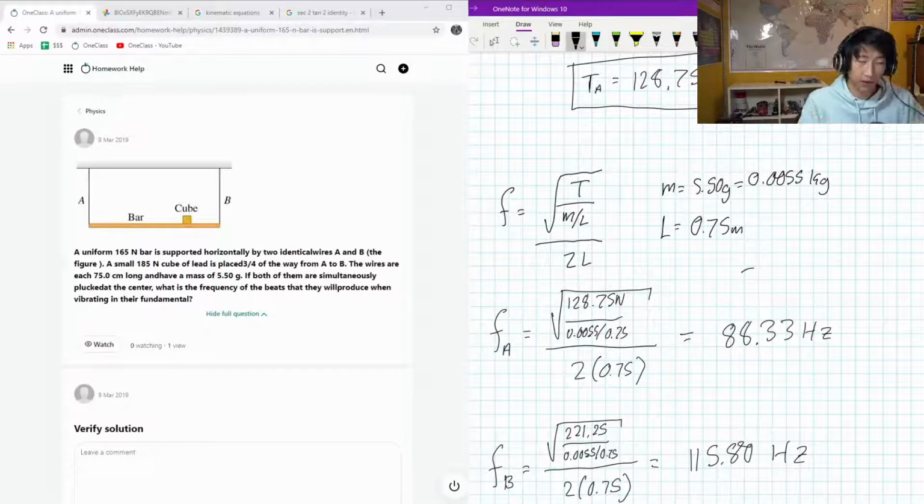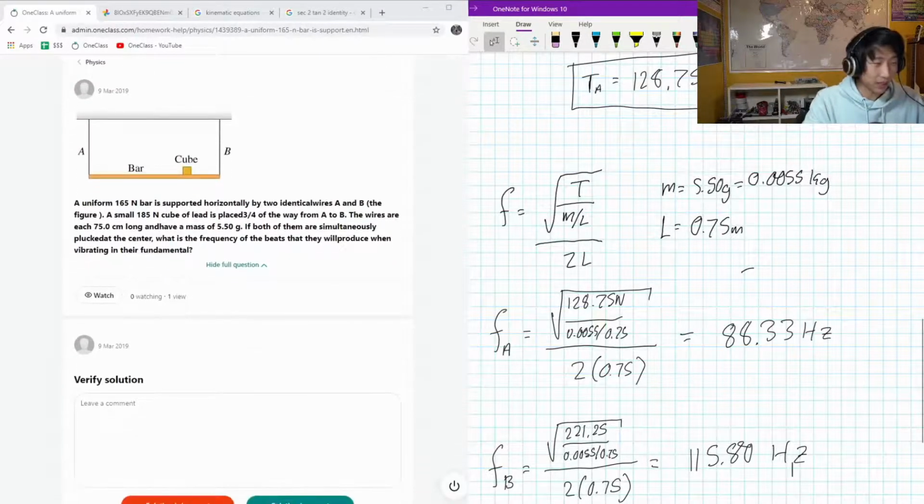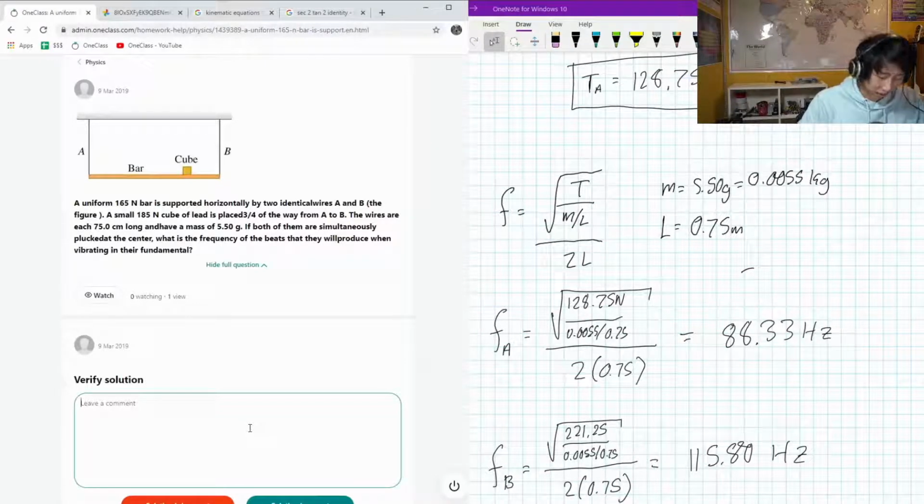Like you'd be able to hear this, but it's very low, you know. Okay, cool. So that would be the frequencies that they would produce. Their fundamentals. Okay, awesome. So we don't really have a solution here. The solution is: A is 88 hertz, B is 115.8 hertz.